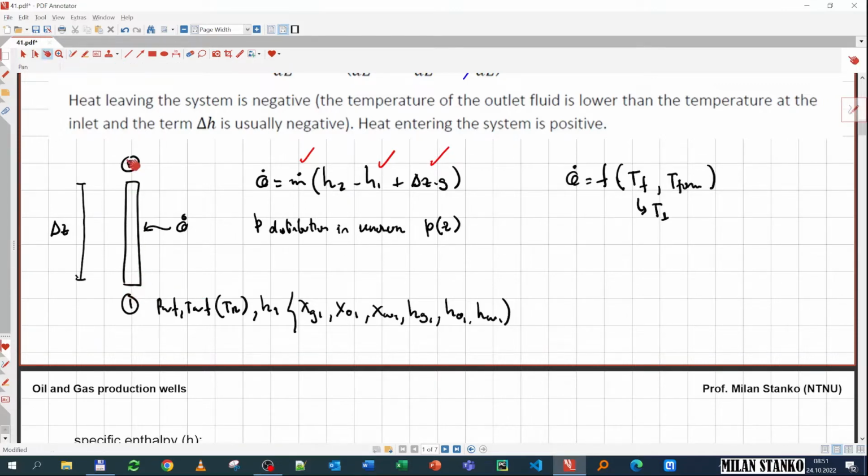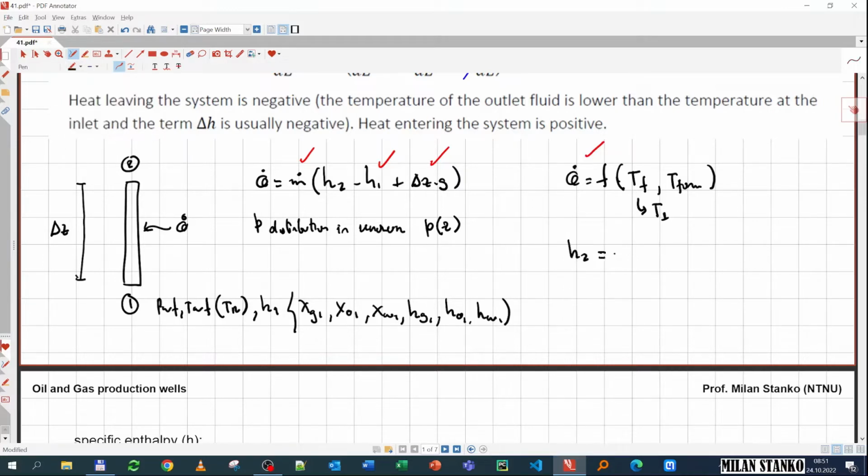Although, if I have a finite section of tubing, it will be more fair to take some average temperature, so T1 plus T2 divided by 2, for example. But I can now do an explicit upstream discretization and say that the heat is simply this temperature minus the formation temperature. This is going to be expressed in terms of that, so I can approximate that term.